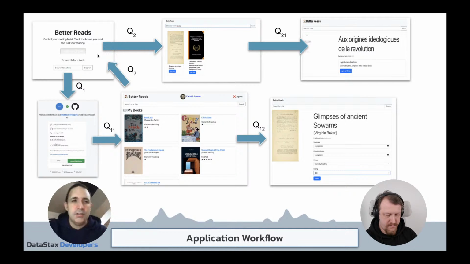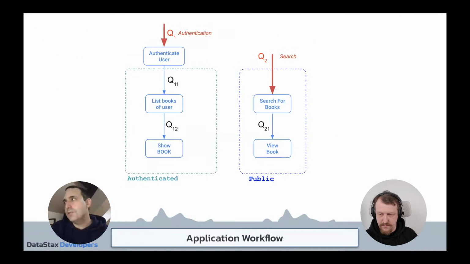You don't have to register. So Q2 is search for a book from its title. And Q21 is get the details of a book based on its ID. Get book by ID. Okay. What do those queries look like? This is what they look like. First you authenticate, get the list of books, show a book, search for books, get the details of a book. One part of the website is authenticated, the other part is public. All right, and with that, we have everything we need.